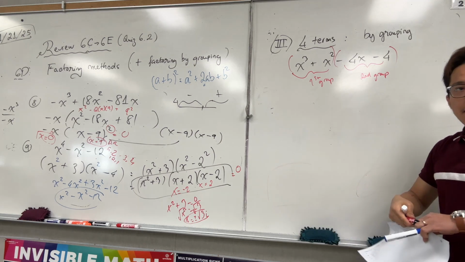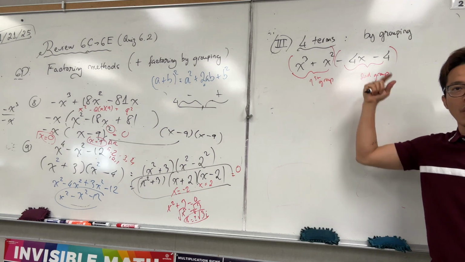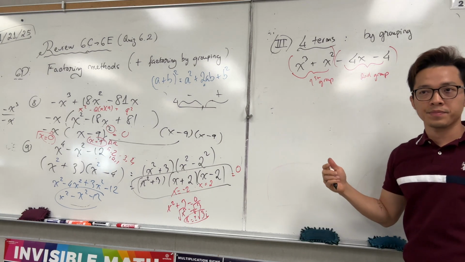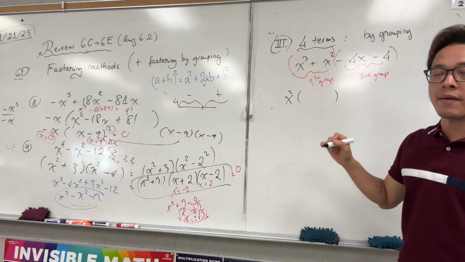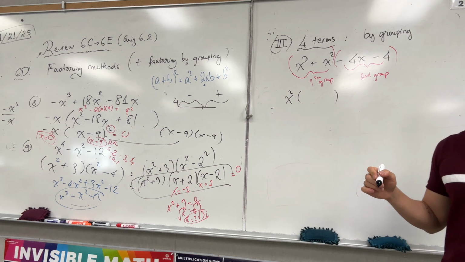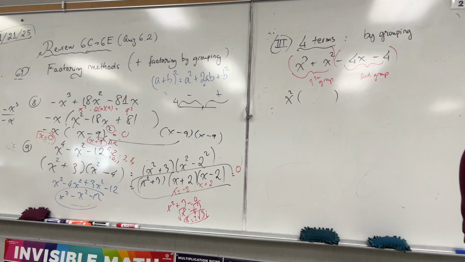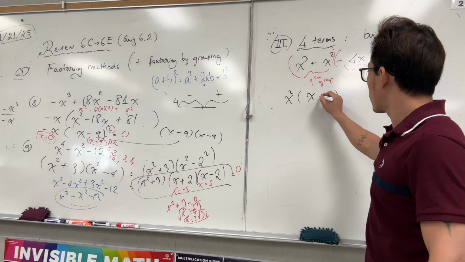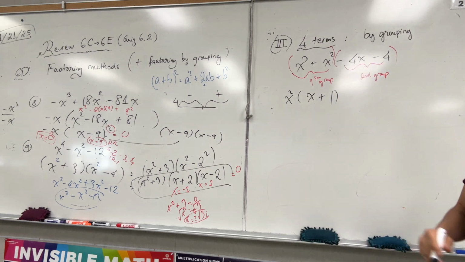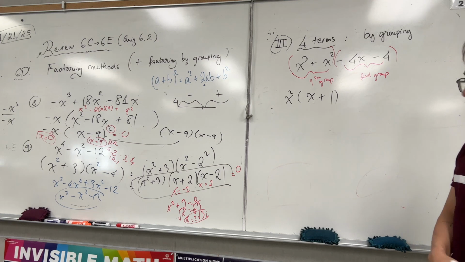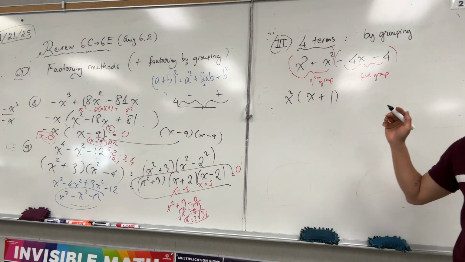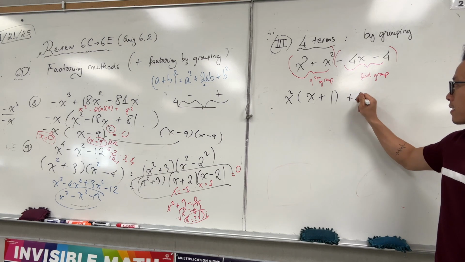Okay? So take a look at the first group. What is the GCD for the first group? X squared. Right? Now what do you have left after you factor out x squared? X plus 1. Now second group, what is the GCD for the second group? You need to be careful. Negative 4 or positive 4? Negative 4.